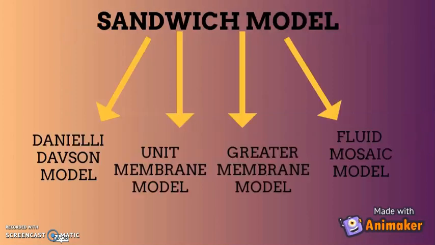So, the next is the sandwich model. The sandwich model is further of four types: Danielli-Davson, unit membrane, greater membrane and fluid mosaic. Let us see one by one.